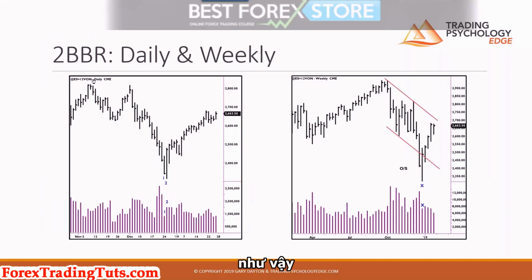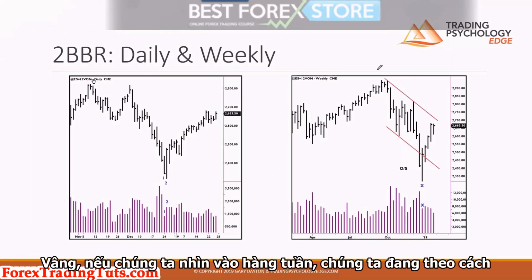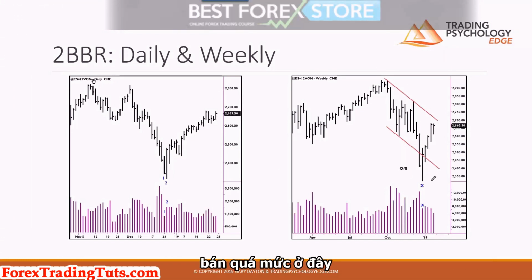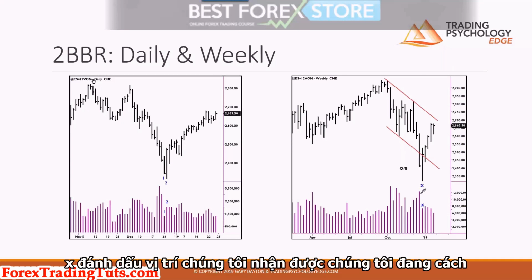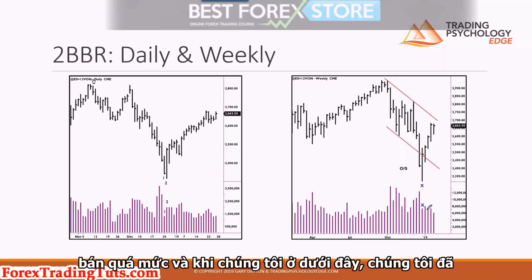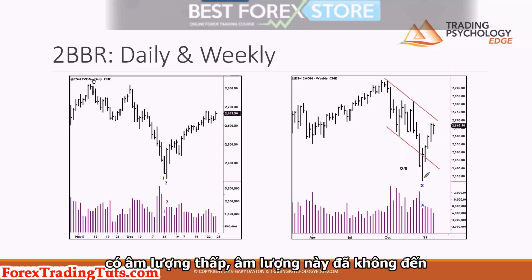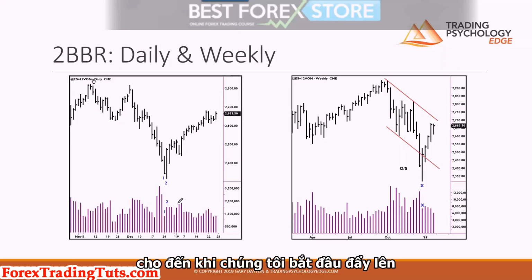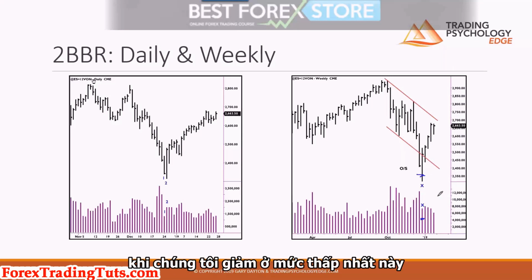So should we be thinking about that, as this market's coming down? Well, yeah. If we look at the weekly, we're way oversold down in here. X marks the spot. We're way oversold, and as we're down here, we've got low volume. This volume didn't come in until we start pushing up, so the volume was probably down in here somewhere when we were down in these lows.